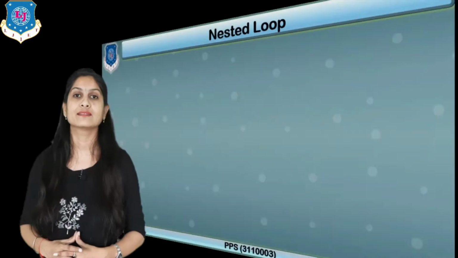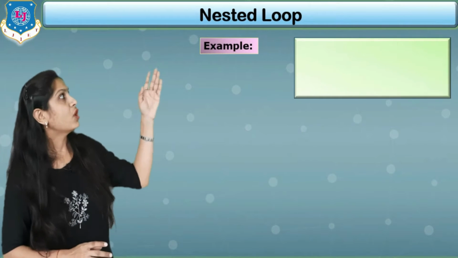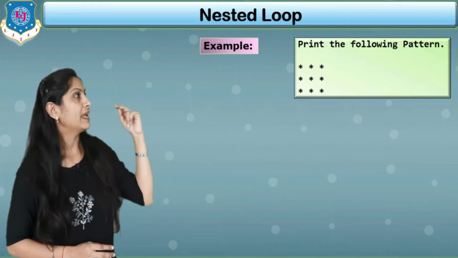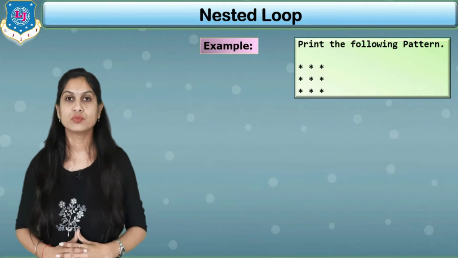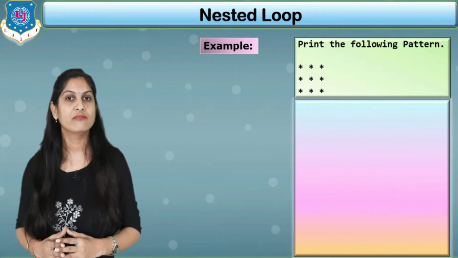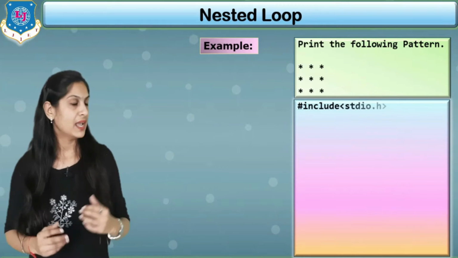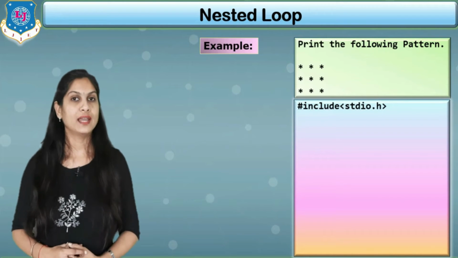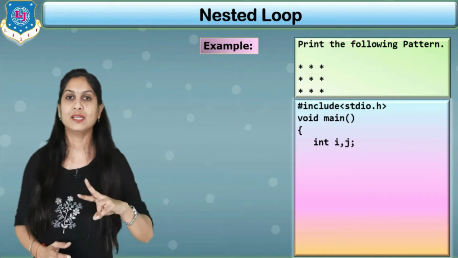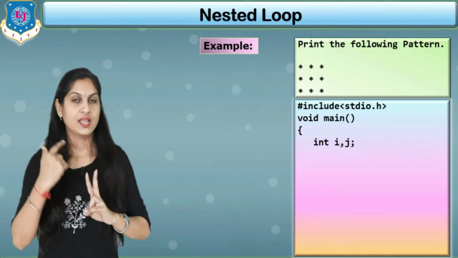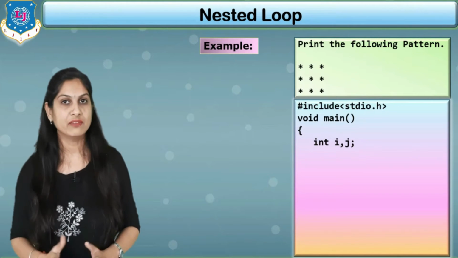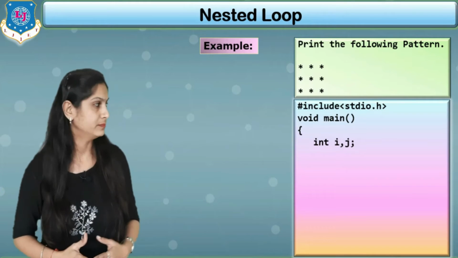Just take the simple example. Here we want to print some pattern like 3 rows and 3 columns, and in each and every row and column we have to print a star. How can we write the program? For that we have to apply the nested loop, and here first we include the header file, and then in void main we write two variables, integer i and j. i is for the row and j is for the column. You can take any variable for row and column.